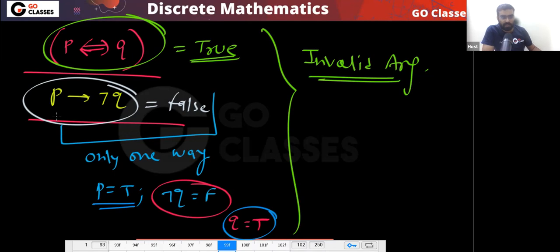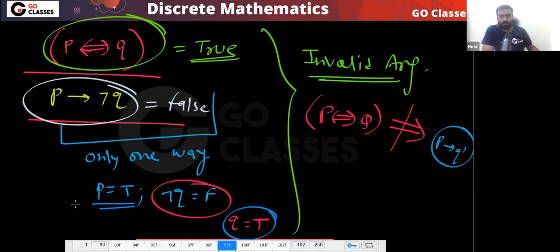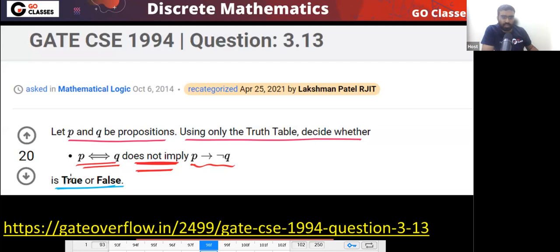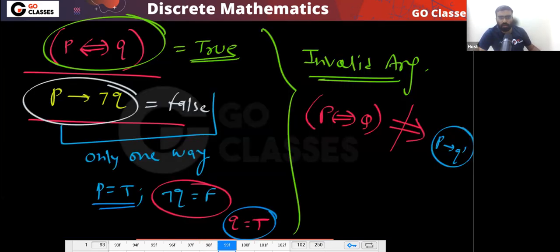Invalid argument, what does it mean? It means that this does not imply this. Agree or not? It means this does not imply P implies Q dash. So I can say this does not imply, so does not imply is true. Yes or no? The answer will be true, because the question is asking, this does not imply this. Yes, that is true. Correct or not?